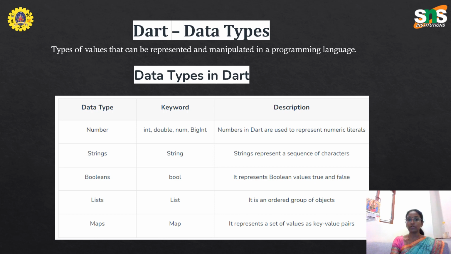In number, you have the properties int, double, and num, and BigInt. The next one is string, which is always denoted by String. Boolean is always denoted by bool, list is always denoted by List, and the next is map, which is Map. Okay, these are the things I will cover here.